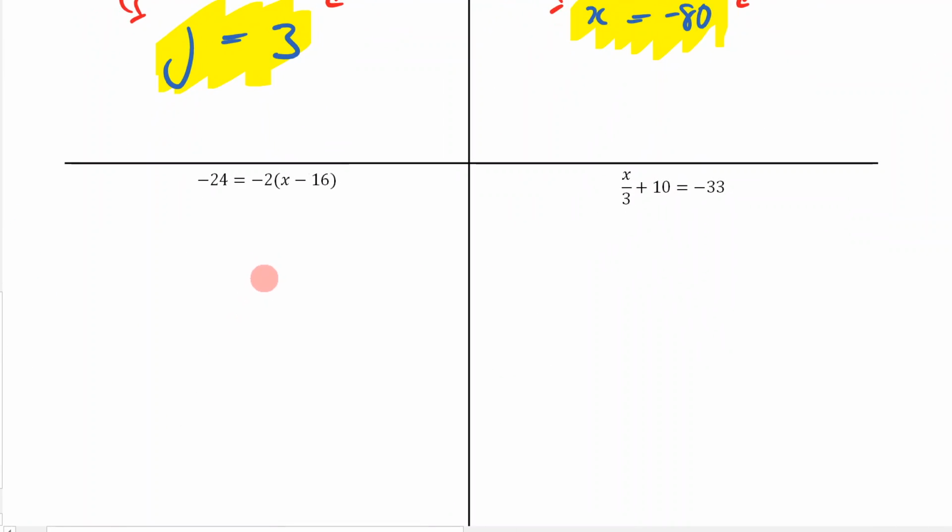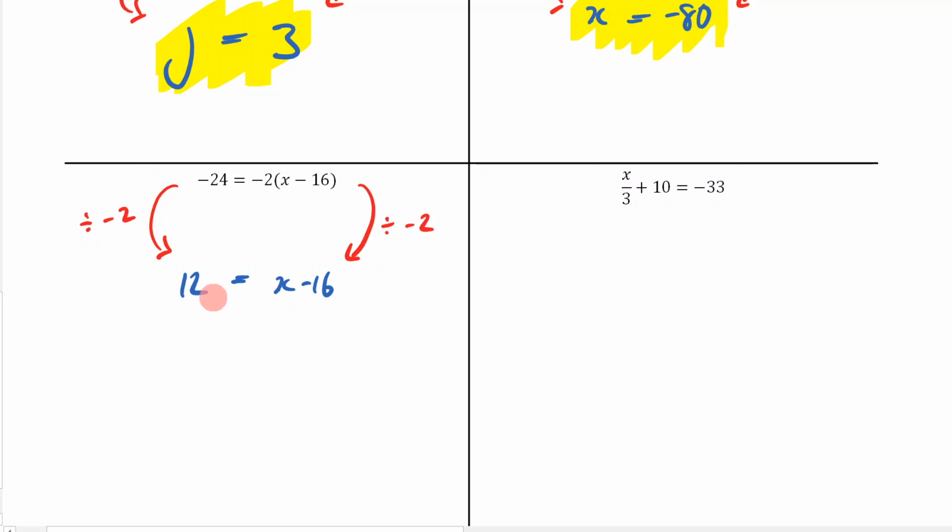Okay, keep on going here. The last 2 questions. Pause the video, make sure you give them a go yourself. What are you going to do first here? Well, I need to get rid of this -2. So I'm going to divide by -2. I've now got on this side just x minus 16 because I've gotten rid of that. But negative 24 divided by negative 2, a negative and a negative make a positive, and then 24 divided by 2 is 12. So my answer will be positive 12.